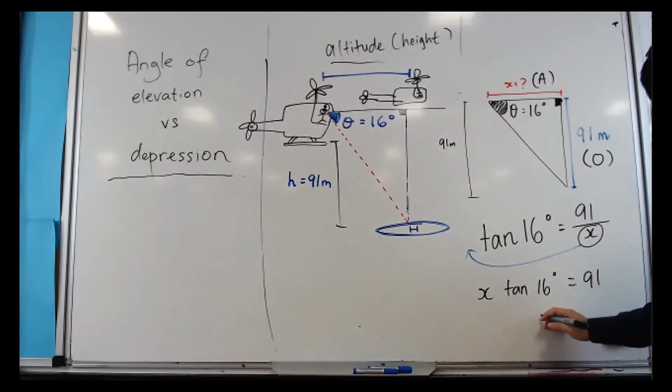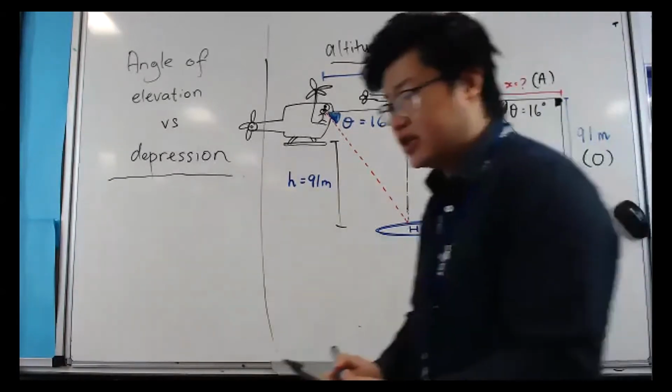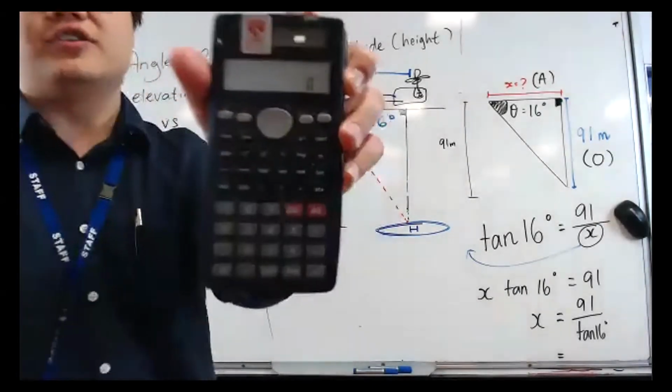Now, that means what's x? x equals 91 over tan 16. Very good. 91 over tangent 16. So all you need to do from here to find the final answer is to grab your calculator. Now, ladies and gentlemen, let's press the calculator together.